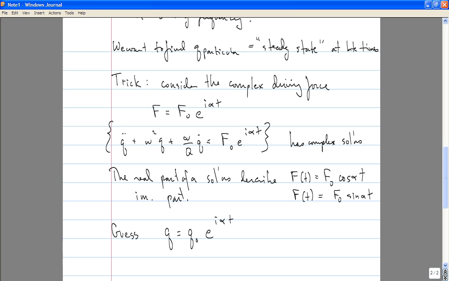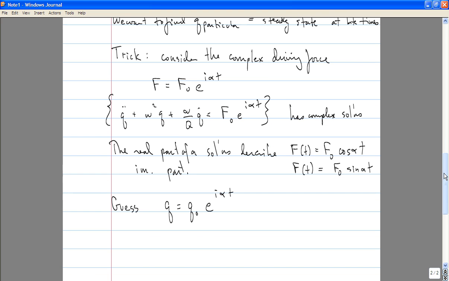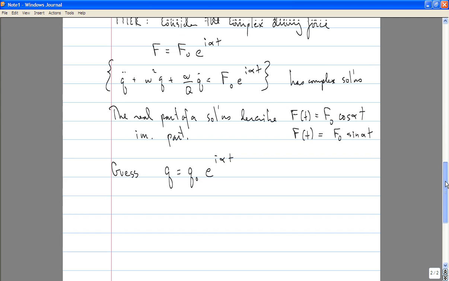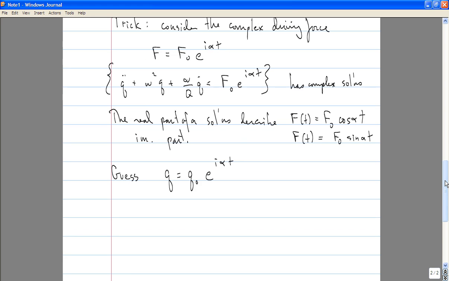So if I take this ansatz, if I take this guess for Q, and I plug it into the differential equation, then the nice thing about an exponential is that whenever you hit it with a derivative, you just get that exponential back again with a constant.